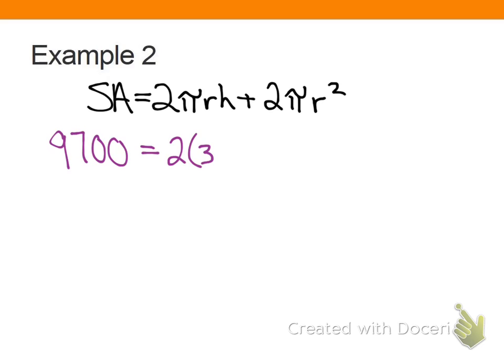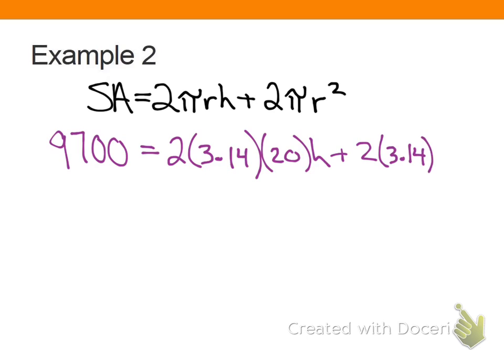So in working number 4 on the bottom of page 603, again, we use our original formula, and now we make our substitutions. We know the surface area is 9,700 square feet, okay, and our radius is 20. So we're going to make our substitutions. What do we do now?